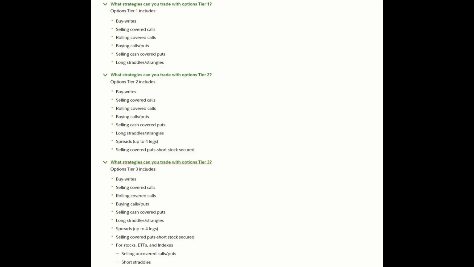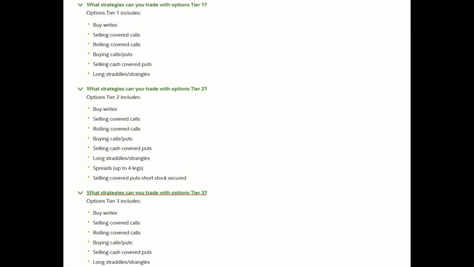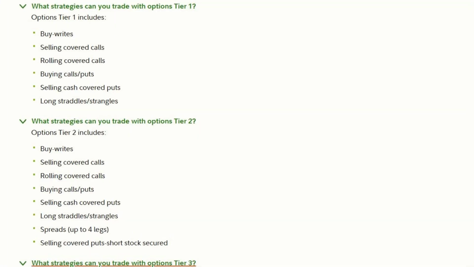So they have Tier 1, Tier 2, and Tier 3, as you can see here. If you're just getting started, Tier 1 is going to be fine. For what we're talking about today, everything is covered under Tier 1. So buying shares and then selling a covered call, that's in Tier 1. Buying calls and puts, that's in Tier 1. Selling cash covered puts, that's in Tier 1. So those are the four basic ones that we're going to talk about today as we work through this. So that should work out fine.